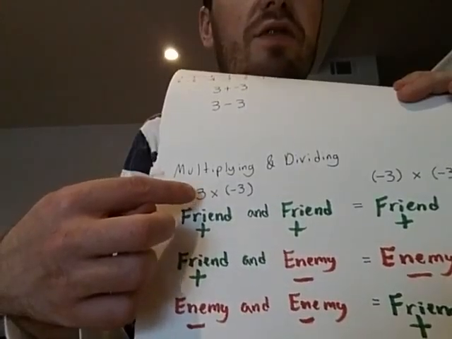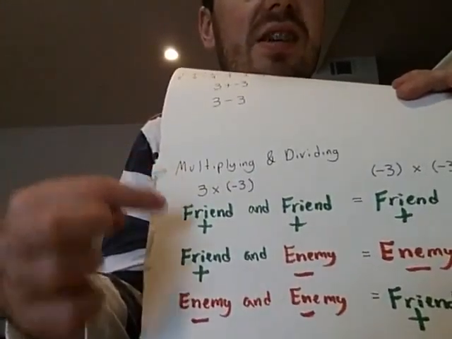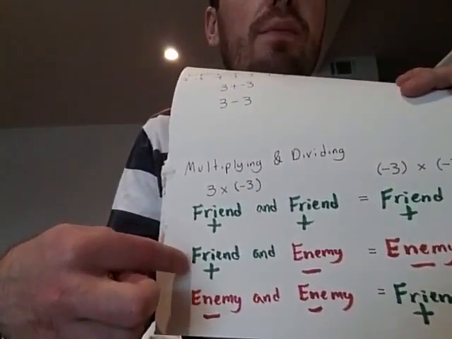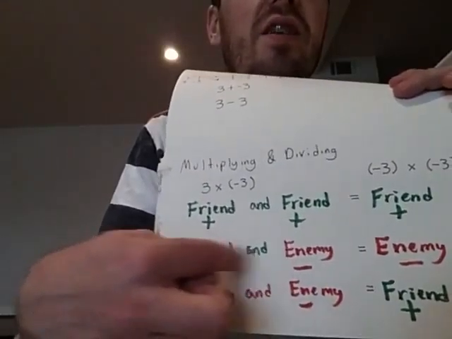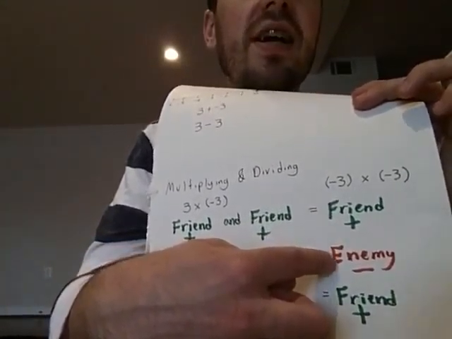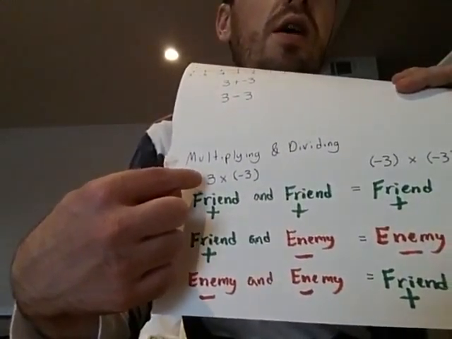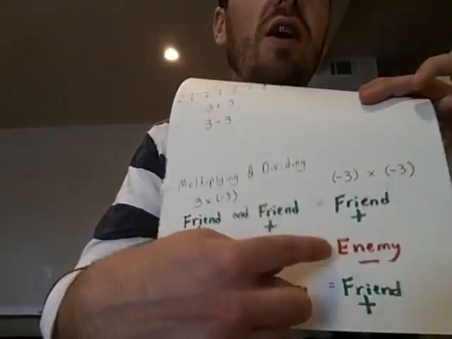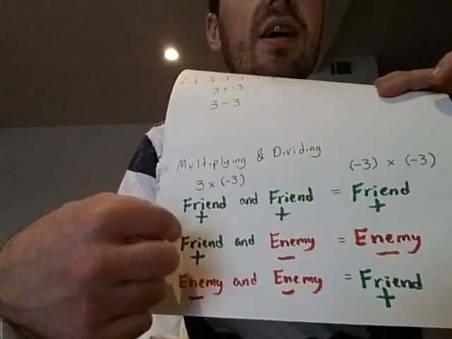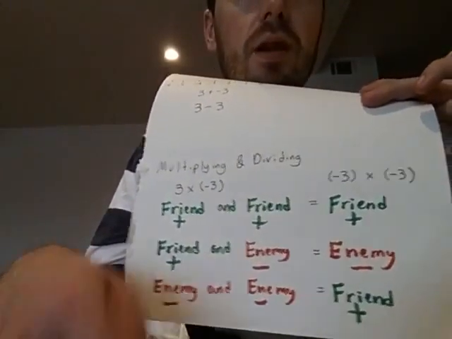So here I have a friend and an enemy, or a positive and a negative, 2 opposites. Now we can see that this middle one is like that relationship. It's a positive and a negative together. Now we know if we have a friend and an enemy together, we're going to end up with an enemy, or a negative. Okay, so in this situation, positive and a negative, our answer will be negative. 3 times negative 3, negative 9. Friend and enemy, enemy. Okay?